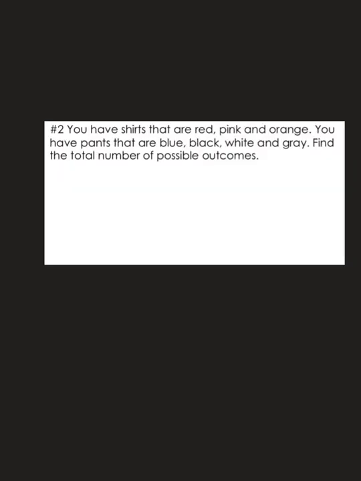Okay, you have shirts that are red, pink, and orange. You have pants that are blue, black, white, and gray. Find the total number of possible outcomes. So I have shirts and I have pants. How many shirts do I have? 3. And how many pants? 4. So I'm just going to multiply that and I'm going to get 12. So there's 12 different outcomes that I could get if I choose one of those shirts and one of those pairs of pants.